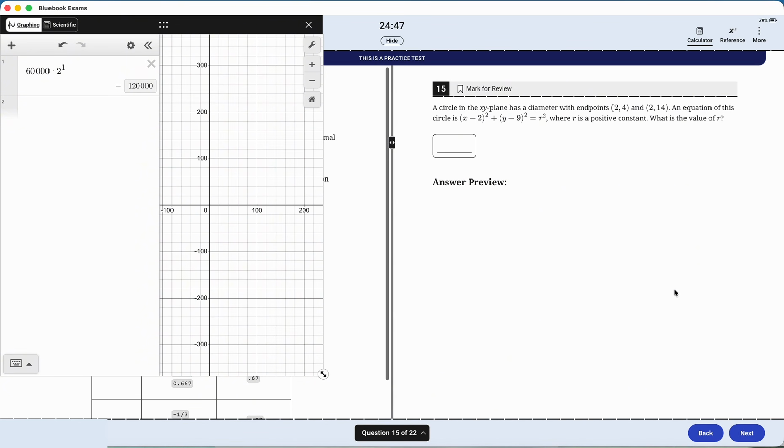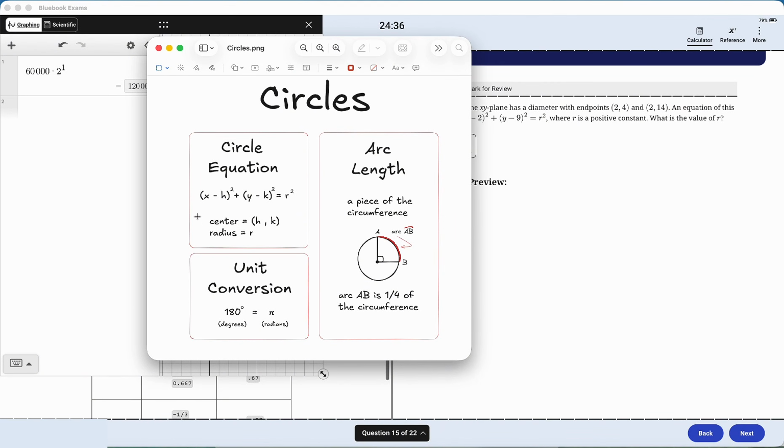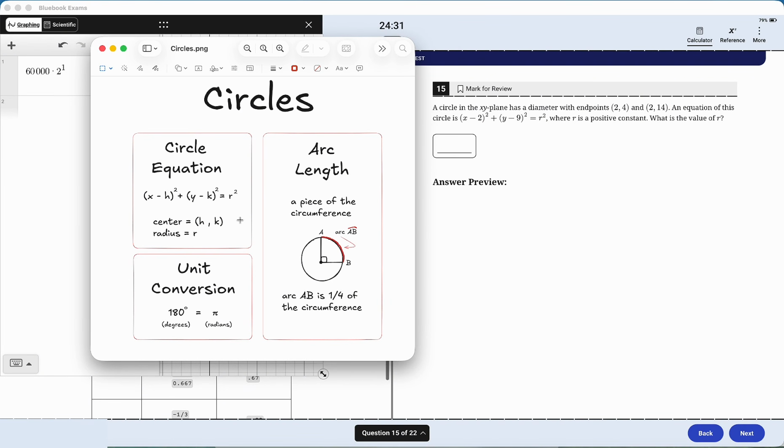Next one, a circle in the XY plane has a diameter with endpoints (2, 4) and (2, 14). An equation is given and they want to know what is r. So this is the circle equation. You want to kind of know your circles. One thing is the circle equation. It's already kind of in this form. So what we have to do with this one is a little interesting. They're telling you these are the endpoints.